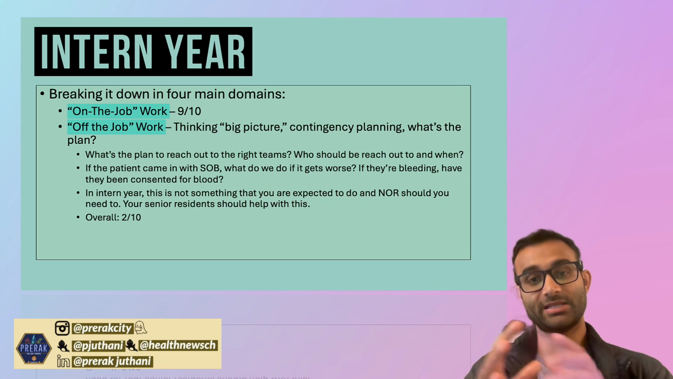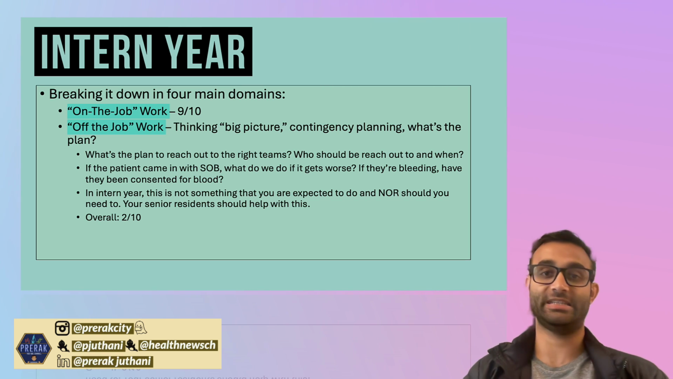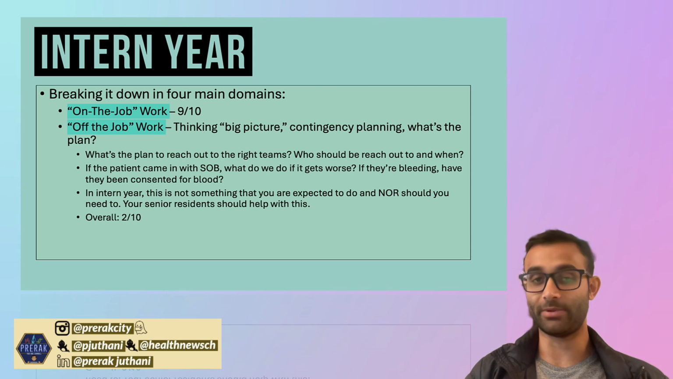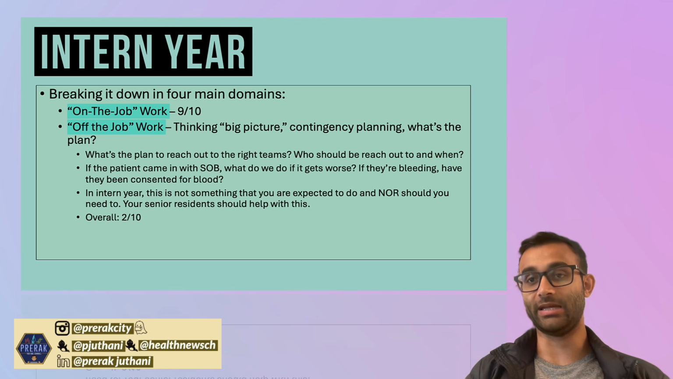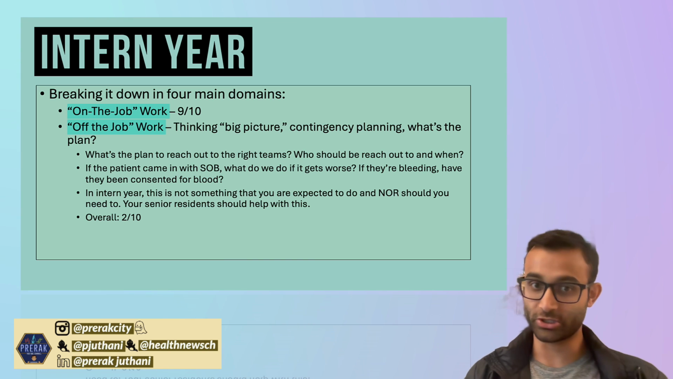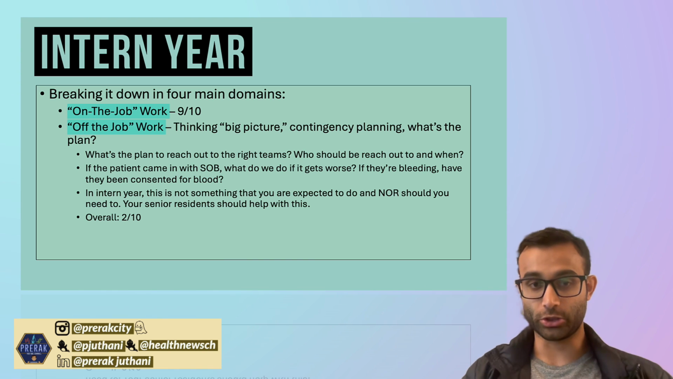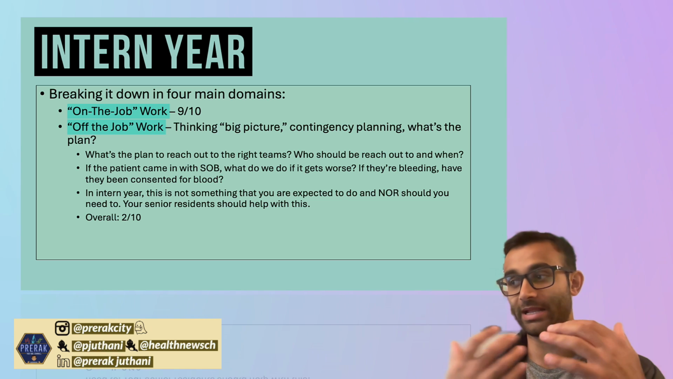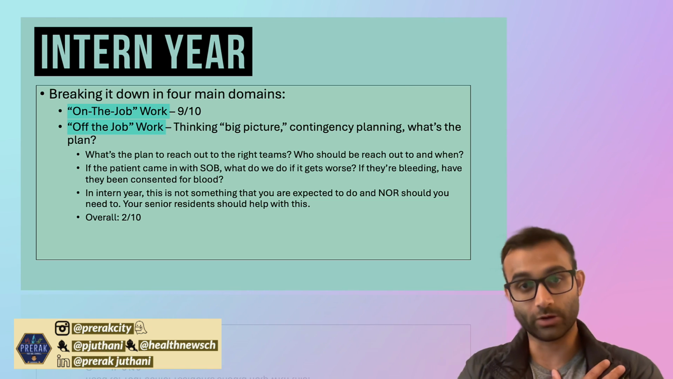So you're not going to be expected to think very big picture. Obviously, it's encouraged for you to do that, but we also understand that it can be a very stressful time as an intern, and not everything is something that you're going to know the answer to because you're still learning. So thinking big picture, thinking about what the plan is for the patient, that's not something that you're ever going to be expected to know, and that's not something I, to this day, feel comfortable with.